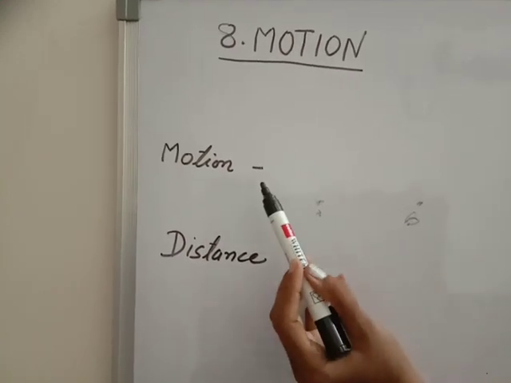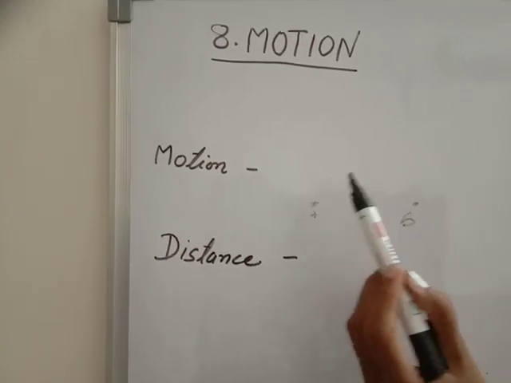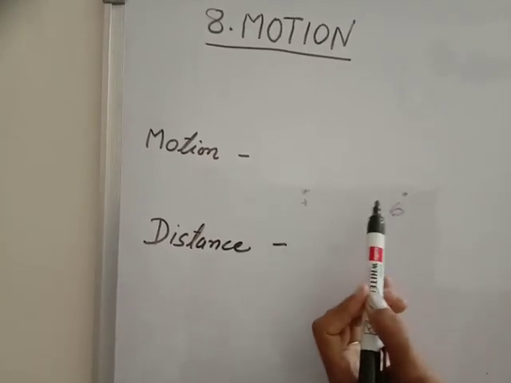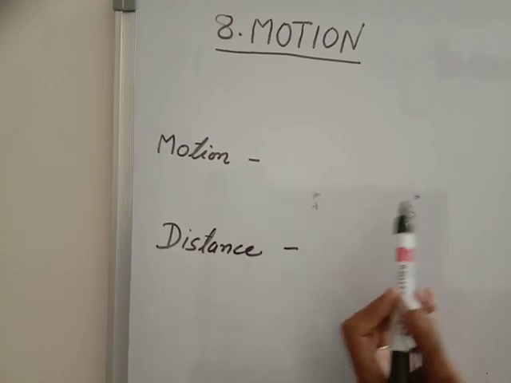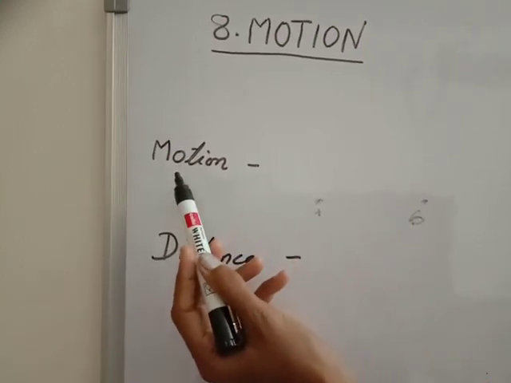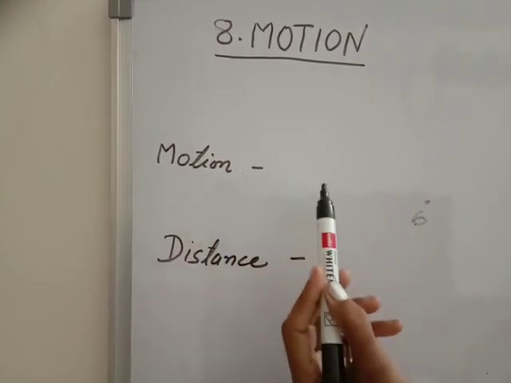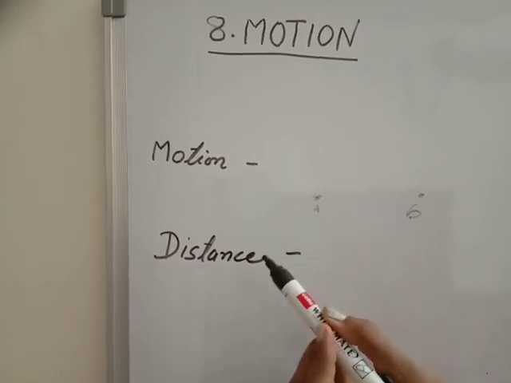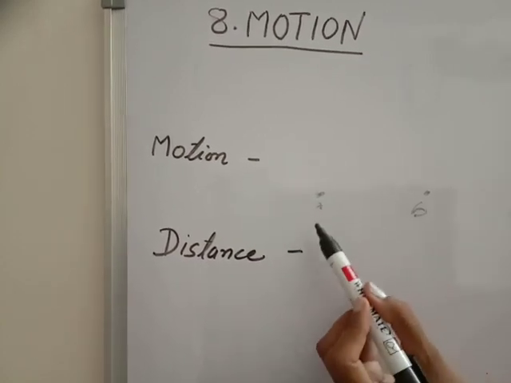So what is motion? The change of position of an object with respect to time. Means the time changes, the position of the object also changes. Then we say that the object is in motion. And if it is not moving, the position remains the same, then we say that the object is at rest.